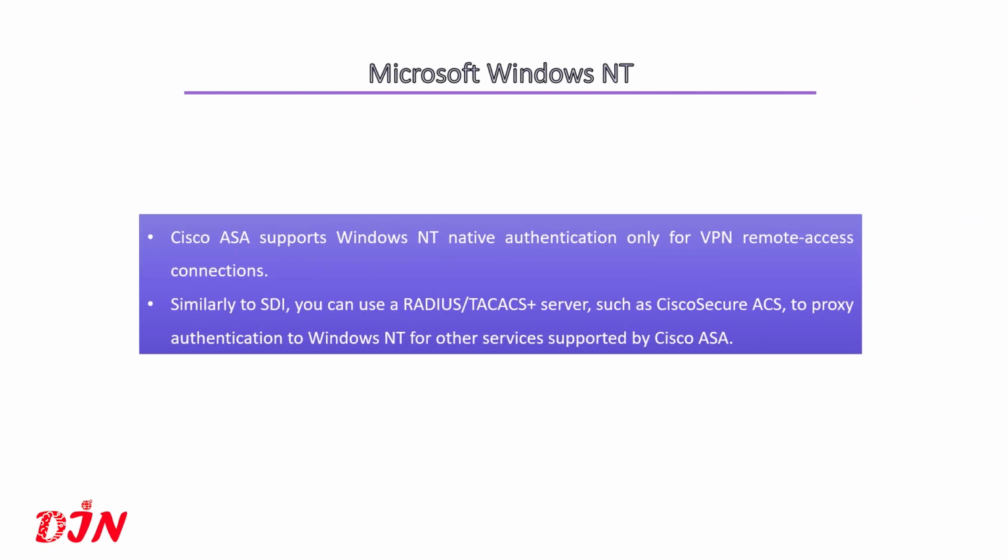Microsoft Windows NT. Cisco ASA supports Windows NT native authentication only for VPN remote access connections. It communicates with the Windows NT server via TCP port 139. Similarly to SDI, you can use a RADIUS or TACACS+ server such as Cisco Secure ACS to proxy authentication to Windows NT for other services supported by Cisco ASA.